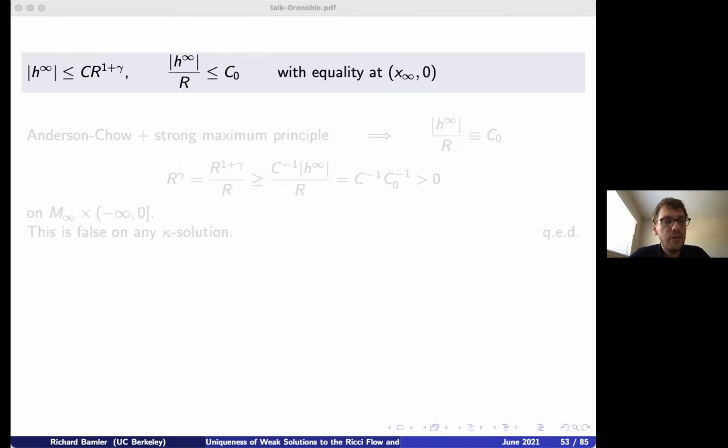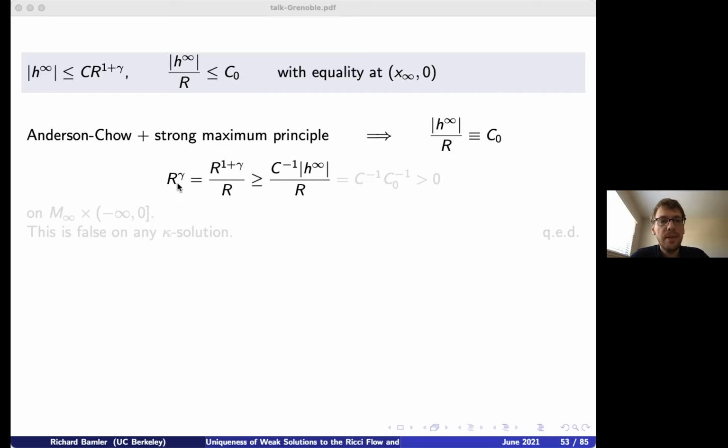Also, what we can now do is apply the Anderson-Chow estimate and the strong maximum principle to this inequality. And we get immediately that the left-hand side has to be constant. Remember, this is non-increasing under the flow, but if we attain the maximum at the final time, then by the strong maximum principle, this quantity has to be constant everywhere.